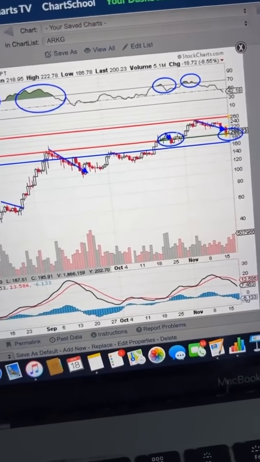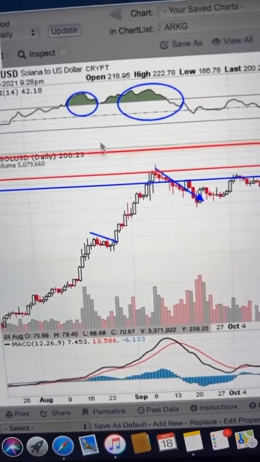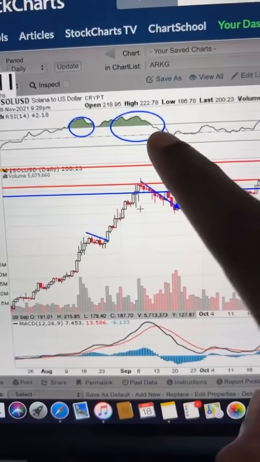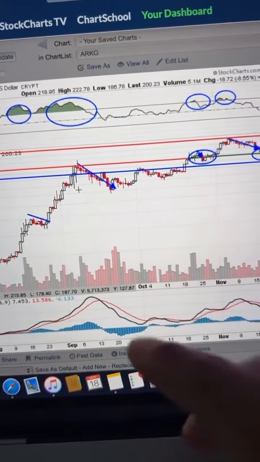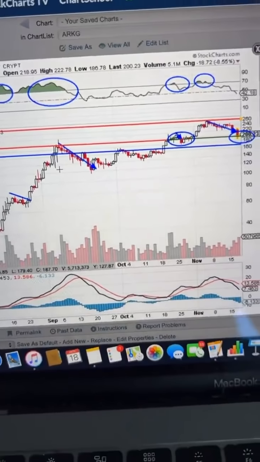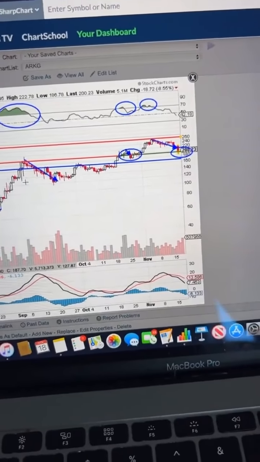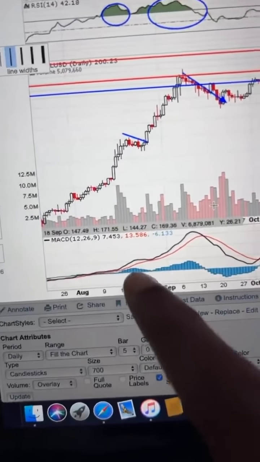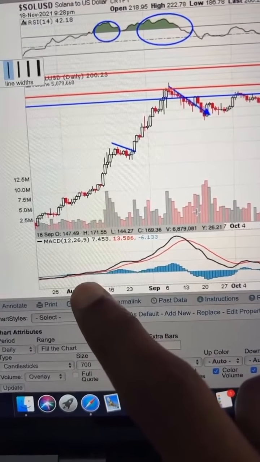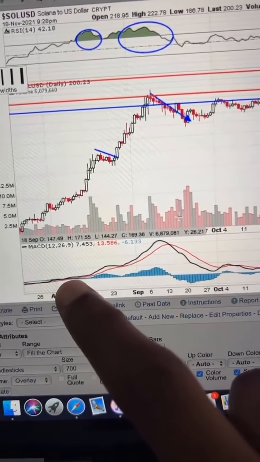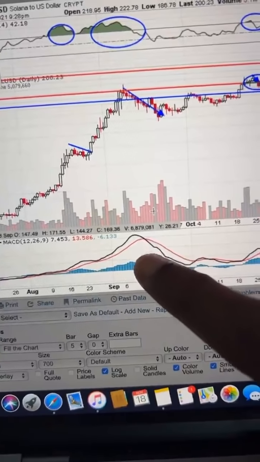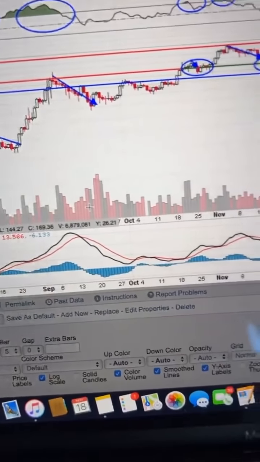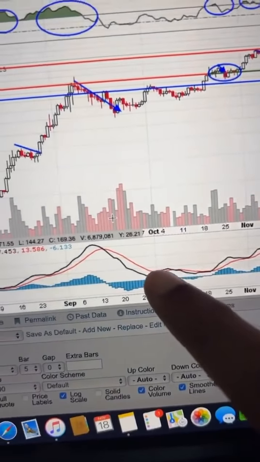Look, this is telling you the pullback is coming. So RSI tells you pullback is coming. Support and resistance levels tell you when you should be buying. You can set up your levels, right? Also, the MACD. Look what happens when the MACD crossed. When the black went below the red, it came down. Same thing here, right? Goes above, goes up. Goes below, comes down.